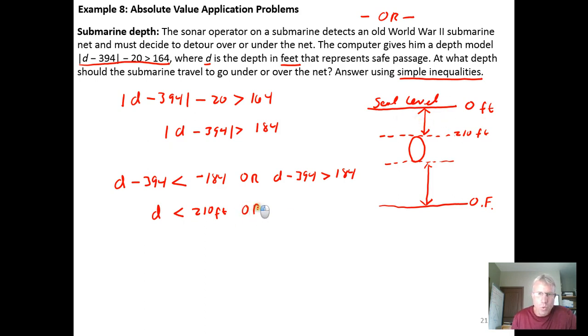And then we get OR. We add 394 to both sides of this one. We're going to get depth needs to be greater than, and that's going to be 578 feet. And this inequality is actually describing this region here. For the depth to be greater than 578 feet, we're going to be below the net. So here's two simple inequalities that are answering the question.